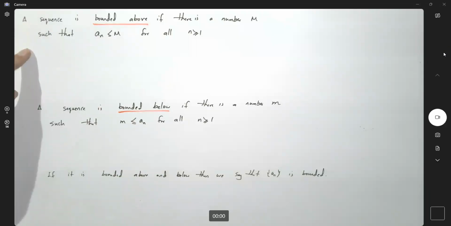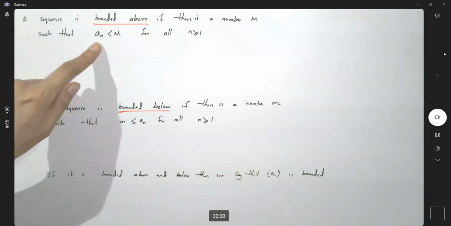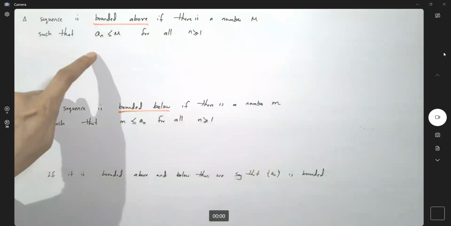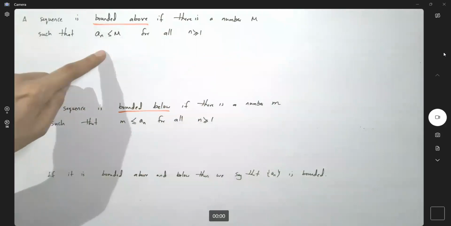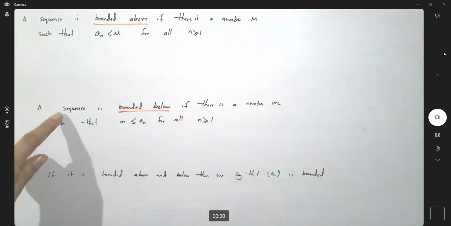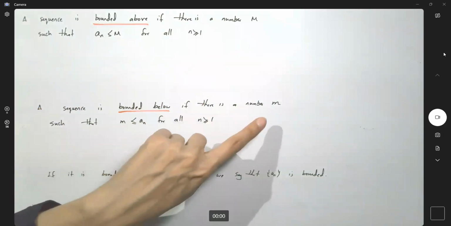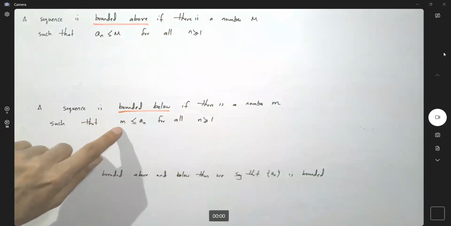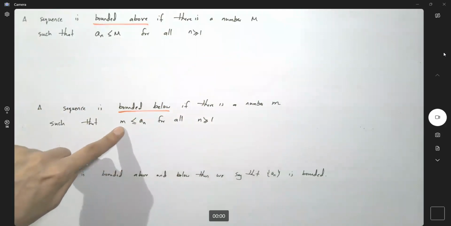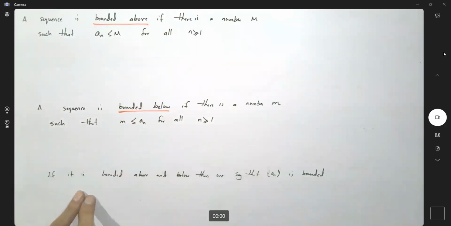Now let's talk about bounded sequences. A sequence is bounded above if you can find a fixed value, like M, such that the terms of the sequence are less than or equal to that fixed value. A sequence is bounded below if you can find a fixed value, like m, such that all terms of the sequence are more than that value. So you say that a sequence is bounded if it's bounded above and also below.